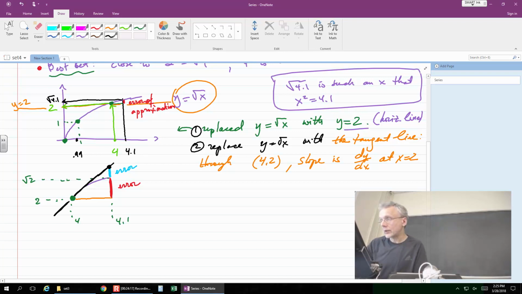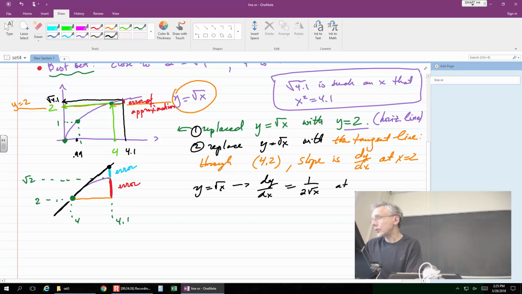So let me take the derivative. Y equals square root of x, so dy/dx is 1 over 2 square root of x. Then at 2, it is... I'm sorry, it's not at 2, at 4. That certainly matters. So at 4, it is 1 over 4. Okay, so then my line is passing through the point (4, 2) with slope 1/4.